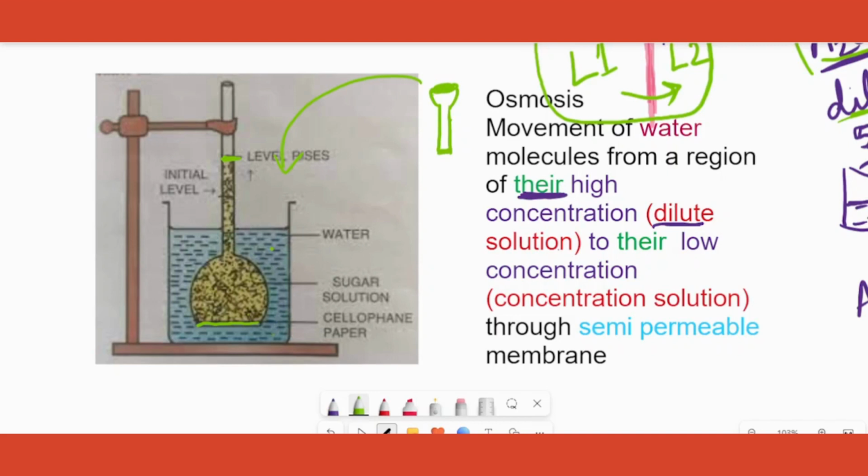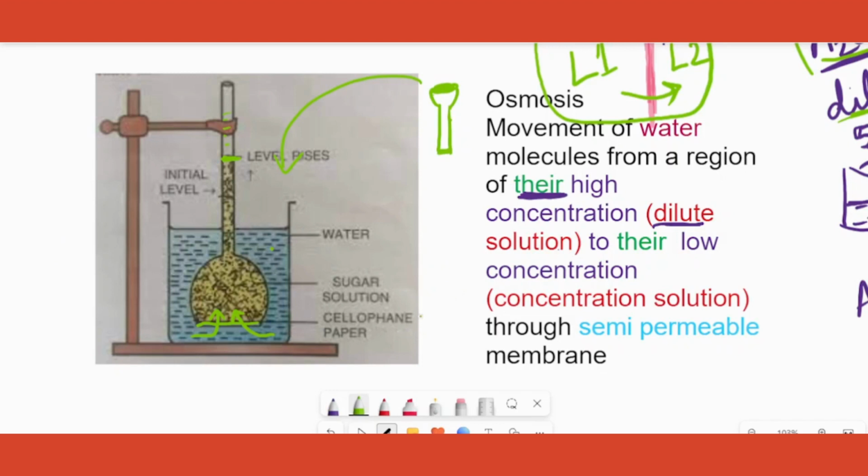So the water starts moving inside the funnel. So what happens? Overall, the water level in this will increase. Okay, slowly it will start increasing. This shows that osmosis has occurred. Alright.